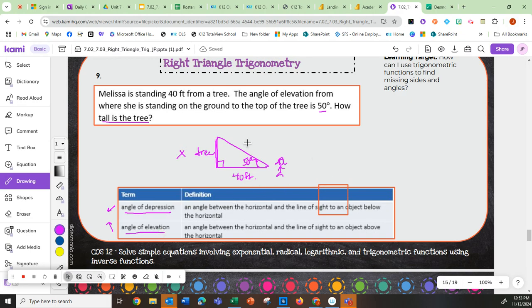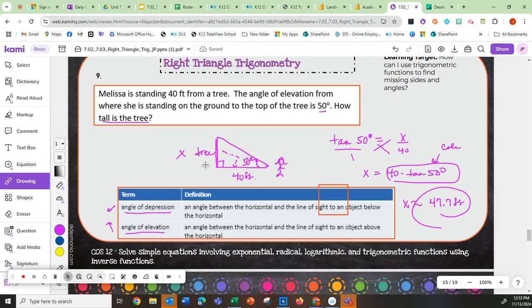So we don't know the hypotenuse, so the only thing that we can use is tangent. Tangent of 50 degrees equals opposite over adjacent, so that's going to be X over 40. Cross multiply. X is going to equal 40 times tangent of 50. Put this in your handy dandy calculator. Round to the nearest tenth. I skipped this problem for some reason when I worked it out. That's going to give me about 47.7, and that would be feet.